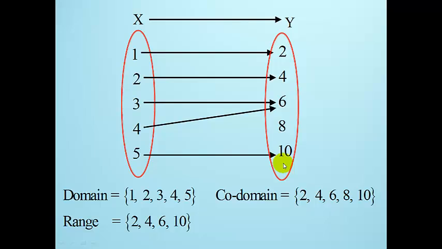So take note. The domain is the set of the elements you have in X. The codomain is the set of the elements you have in Y, but the range are the images alone. So because 2, 4, 6, and 10 are the images of the elements you have in X, it implies that the range is equal to 2, 4, 6, 10.